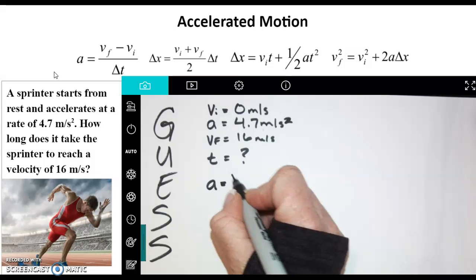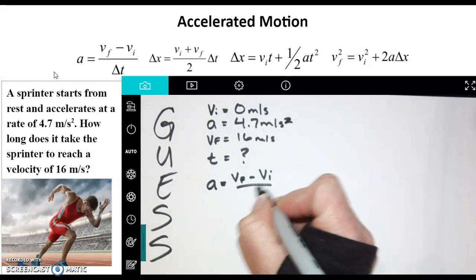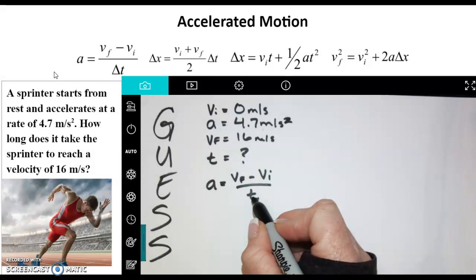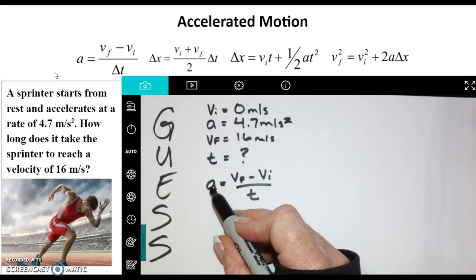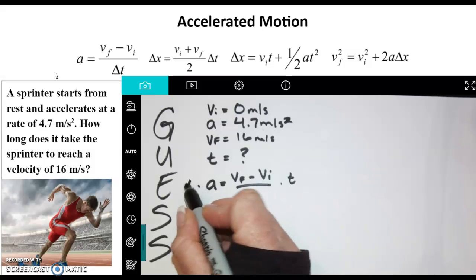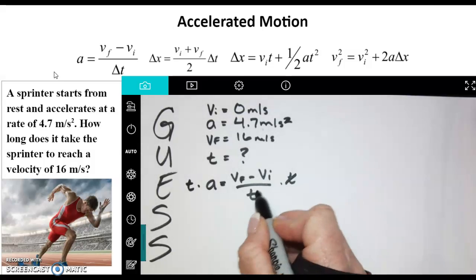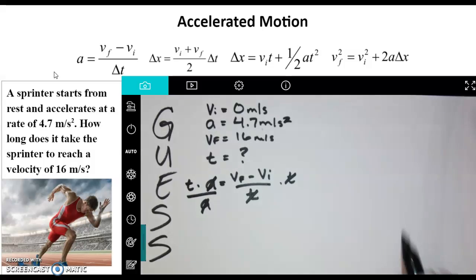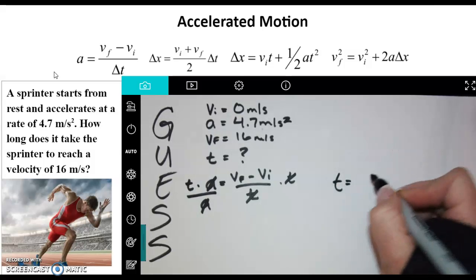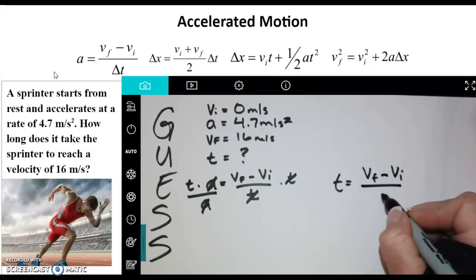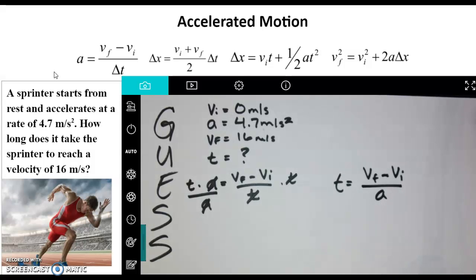We're going to record our formula, but notice our equation is not written in terms of time. To get time on the opposite side, we'll have to multiply both sides by time. Cancel this out. We're going to divide by the acceleration on this side. Therefore, our equation is time equals final velocity minus initial velocity divided by the acceleration.